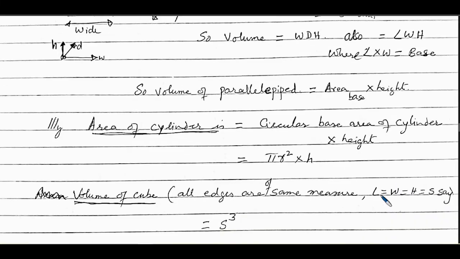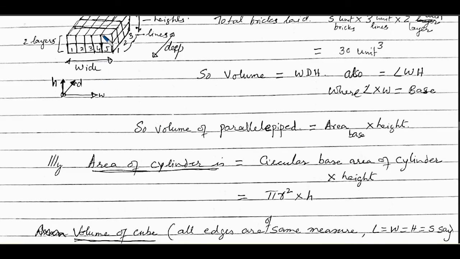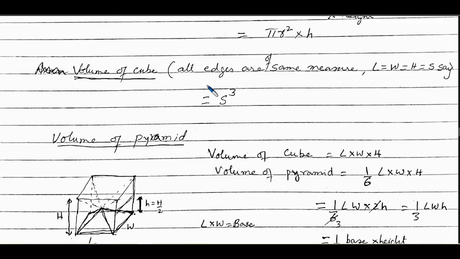Similarly, for a cylinder, the circular base area is pi r square, into height. Like here I have said base into height is the volume, here also base into height is the volume. So for the volume of a cube, all edges have the same measure, length, width and height. Say it is S, so it is S cube.